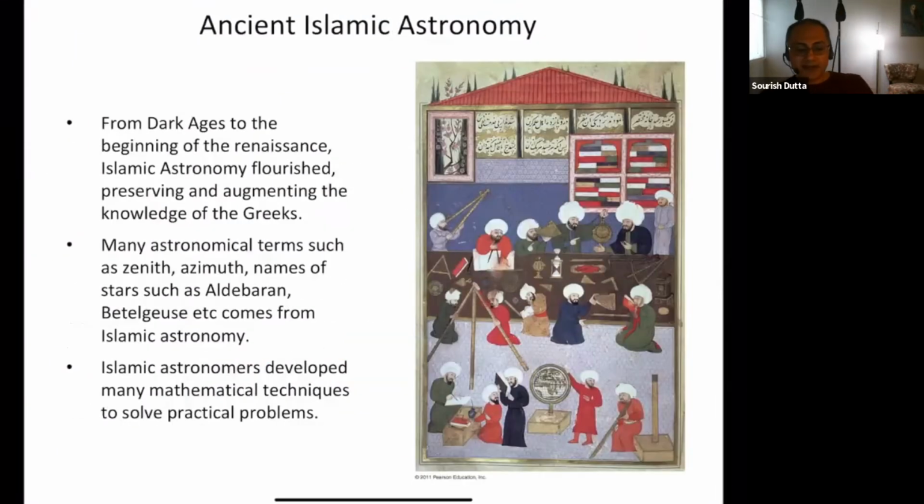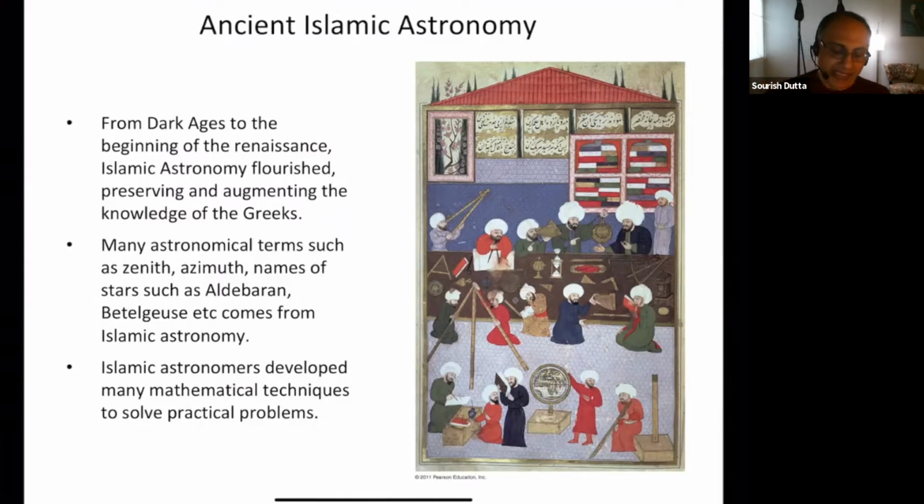Okay. Now, Islamic astronomy. Ancient Greece was a powerhouse of intellectual activity for a while. But then the Dark Ages began. If you've studied the history of Europe, the Dark Ages began. And at that time, there was a period of intellectual decline, because the European countries were mostly busy fighting wars and stuff like that.